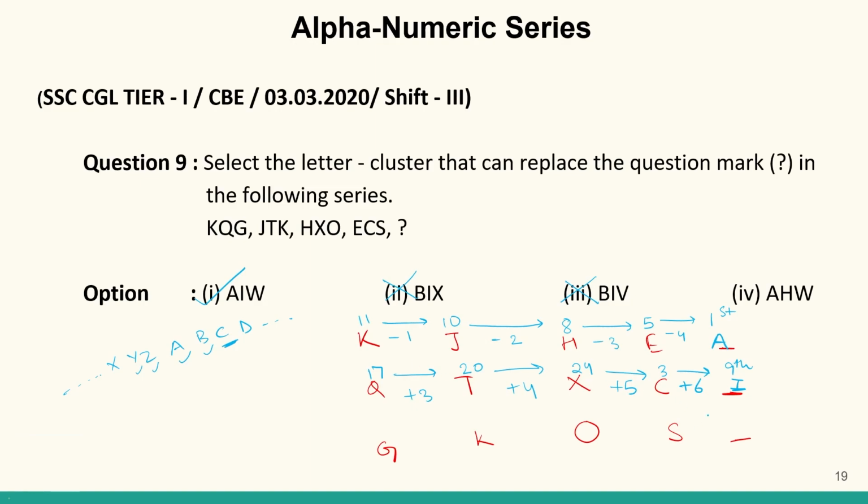Okay, but let us check for W as well. G is ranked at 7th position. K is ranked at 11th position. O is ranked at 15th position. And S is ranked at 19th position. So from G to K, we are adding 4 positions. Here also 4 positions. Here also 4 positions. So from 19 also we will add 4 positions. That will give us the 23rd position, which is W. So our answer will be AIW.